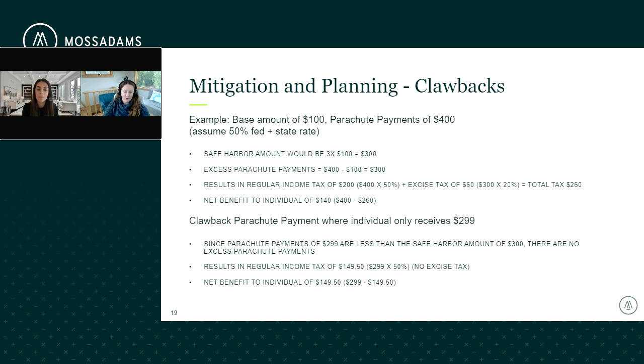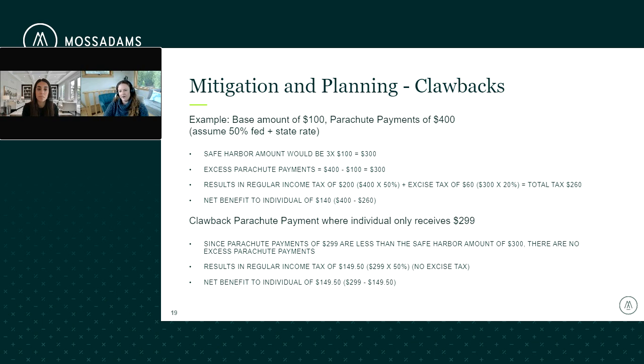If alternatively, we did apply a clawback to that amount and we say, okay, we're going to reduce that $400 of payments down to $299, then on that $299, they won't be subject to the excise tax because the $299 is less than the safe harbor amount. So none of that $299 is subject to the 20% excise tax. They will still have regular income tax, so about $150 of half of that.